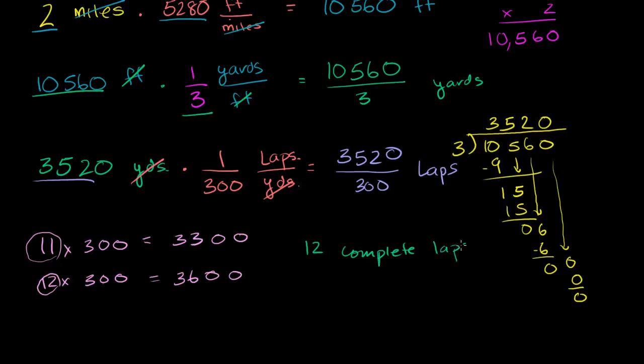laps. That complete tells us that they want a whole number of laps. We can't just divide this. If we divide this, we're going to get some 11 point something something. You can do it with the calculator or do it by hand if you're interested. But we have to do at least 12 because that's the smallest whole number of laps that will get us to at least this distance right here, or this number of laps, or the equivalent of 2 miles.